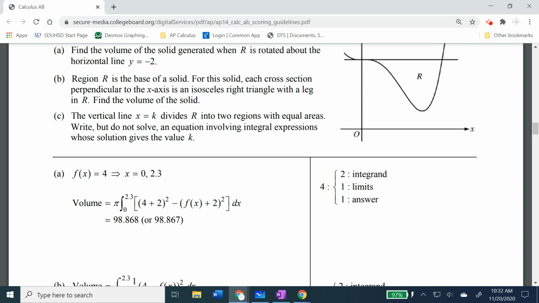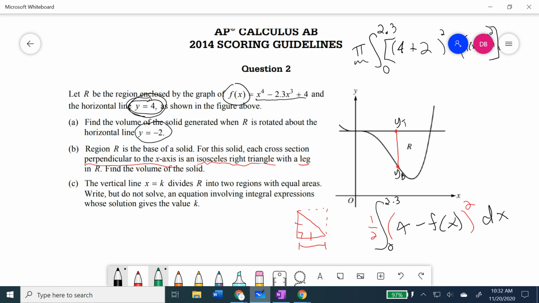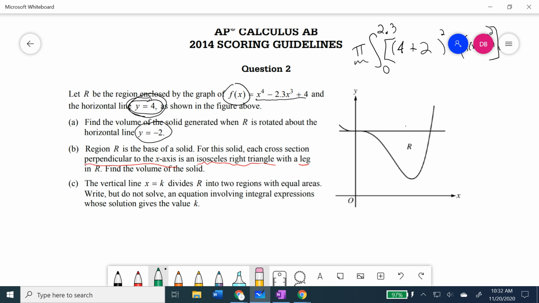Then for the next one, you are writing but not solving an equation that will answer the problem. So you have a vertical line dividing R into two regions with equal areas. When I come over here, I'm going to erase my previous picture. And so it's kind enough to say vertical line x equals k. So you've got some x equals k line that cuts it up into two equal areas.